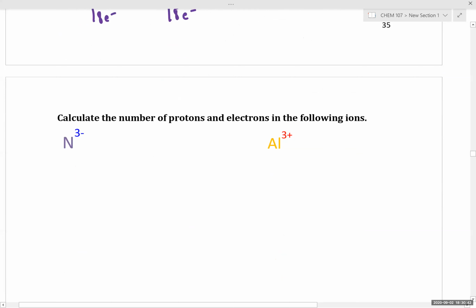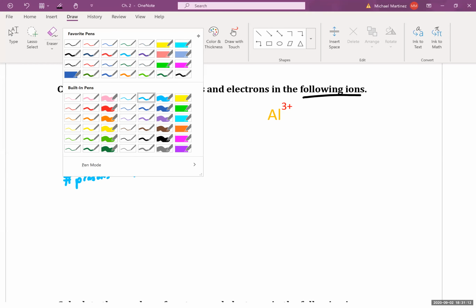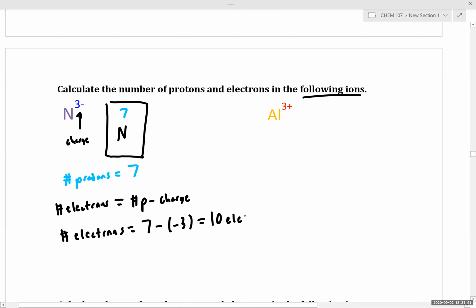Okay, so let's look at an example where we calculate the number of protons and electrons in the following ions. I'll start us off for this one and then you'll do the next one. So, we're looking at N3-. Nitrogen in the periodic table has an atomic number of 7. So we know our number of protons is equal to 7. Then if I wanted to calculate the number of electrons, all we do is take the number of protons minus the charge. So the number of electrons is equal to 7 minus our charge, which in this case is -3. And that gives us a total of 10 electrons.